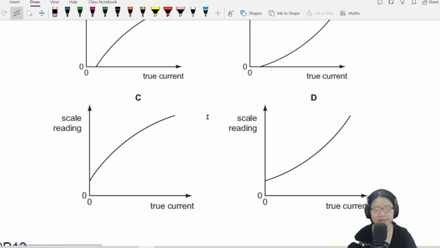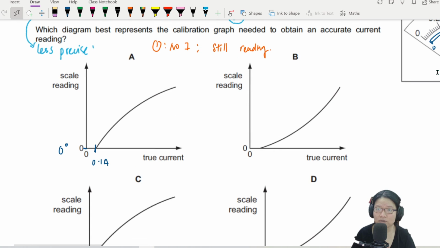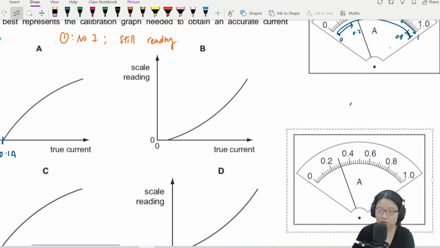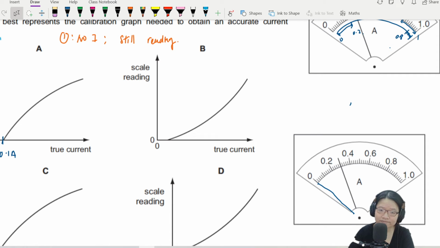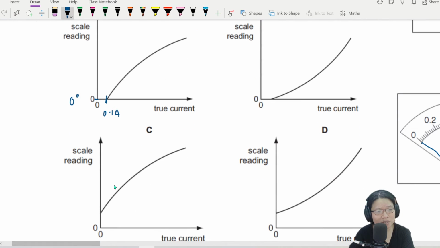Okay, so see here. Let's say we look at this graph. It is the graph of scale reading against true current. So how to read the graph? This one, for example, when the current is, let's say this is 0.1 ampere, your scale reading is 0 degrees. Meaning to say, for this meter that we are talking about right now, when there's current, this reading is still 0. Cannot be right. Scale reading cannot be 0. Okay, so this kind of reading is out. When the current is 0, scale reading is not 0. So these 2 are automatically out already.